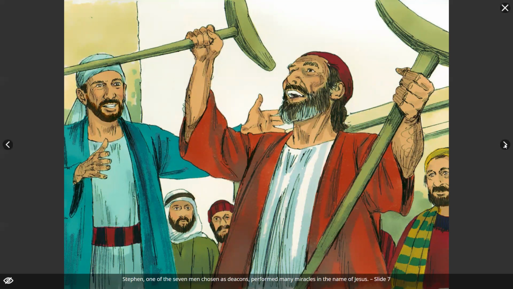Jasmine, can you read the bottom? Stephen, one of the 7 men chosen as deacons, performed many miracles in the name of Jesus. Very good. So Stephen was able to perform miracles as one of the 7 helpers.